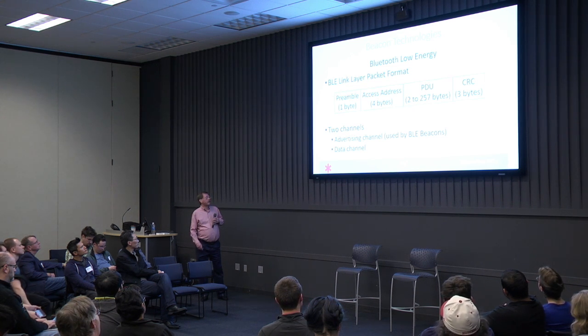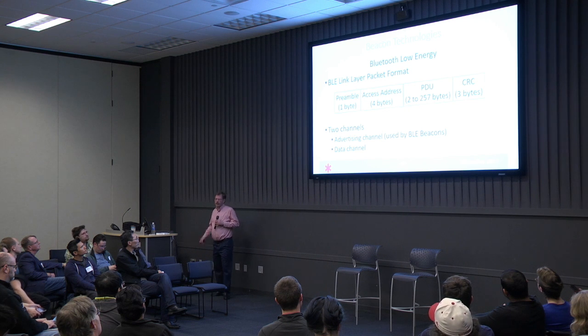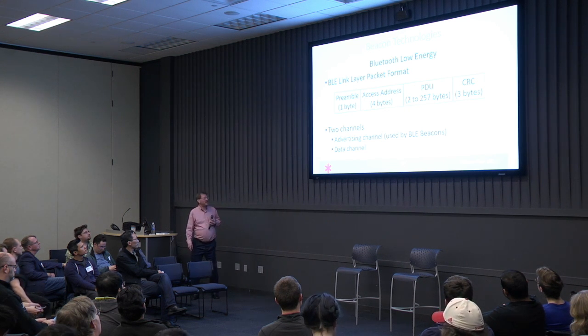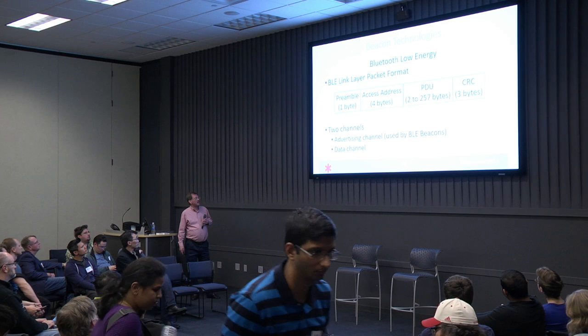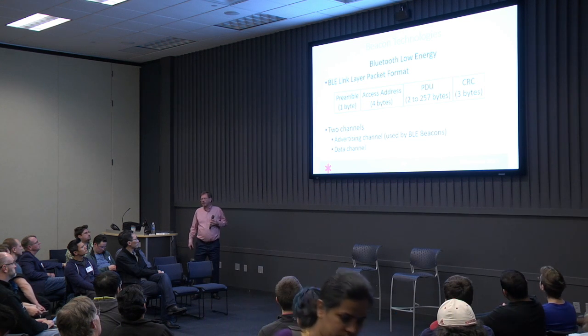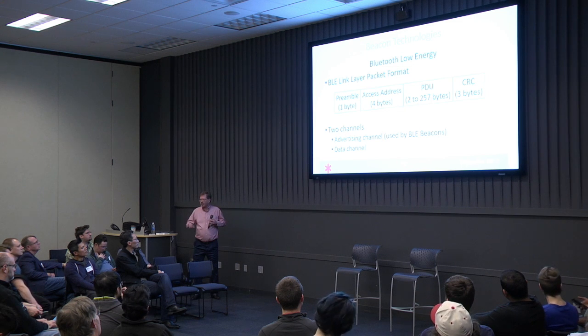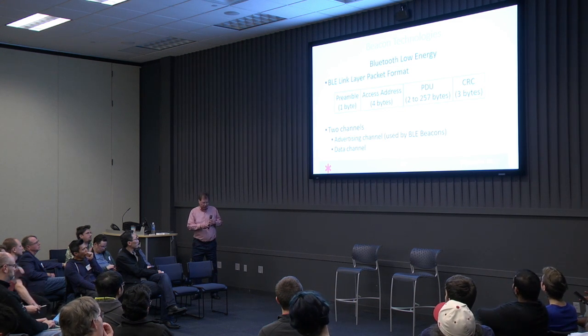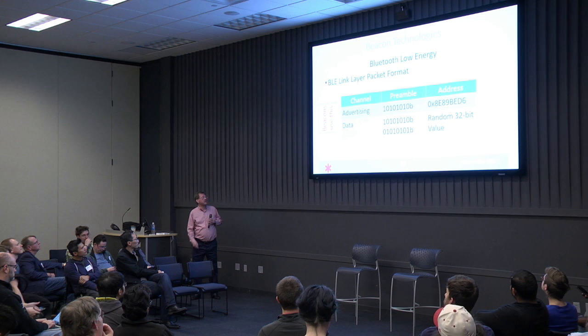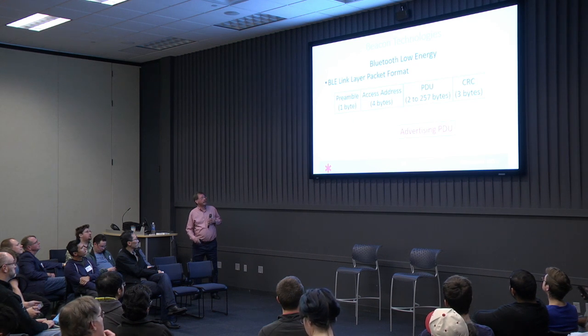At the lowest level, Bluetooth has a bunch of channels, and two types of channels. One is an advertising channel. An advertising channel just broadcasts little bits of information. The rest of them are for data transfer. Beacons use the advertising channel.